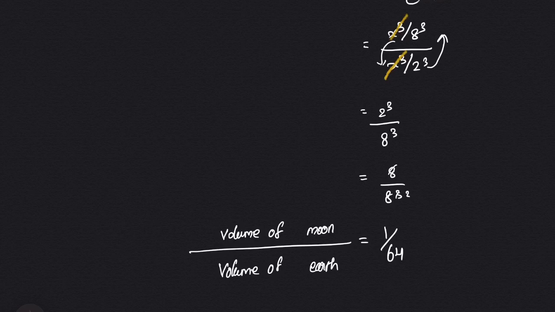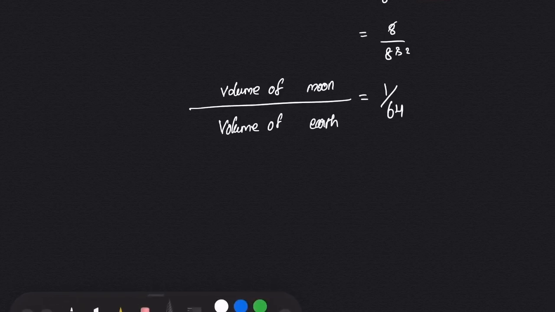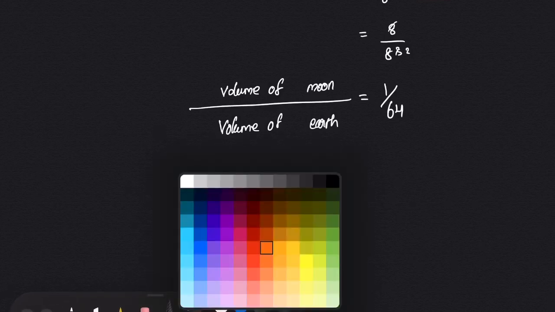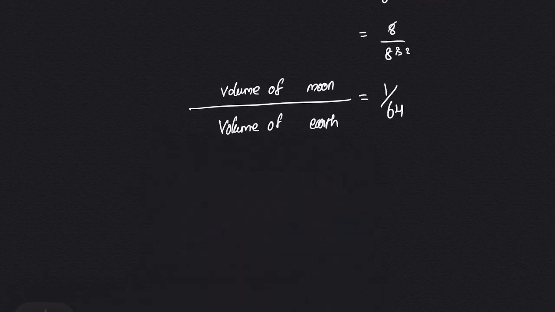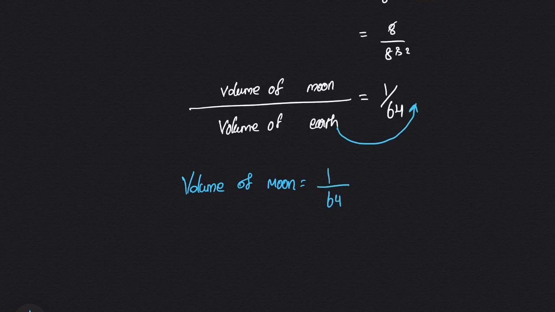Now the volume of moon is 1 upon 64 times the volume of earth. So just moving to the opposite side, the volume of moon is equal to, this term is moving here, 1 upon 64 times the volume of earth.